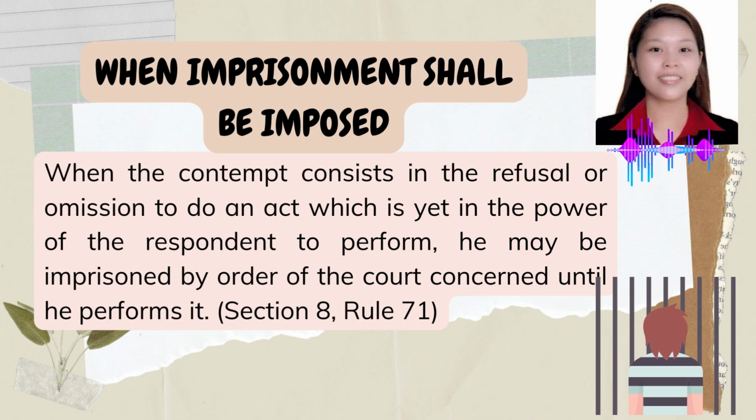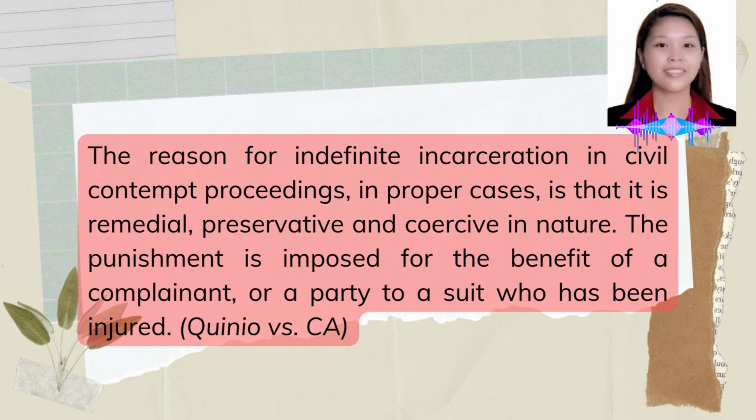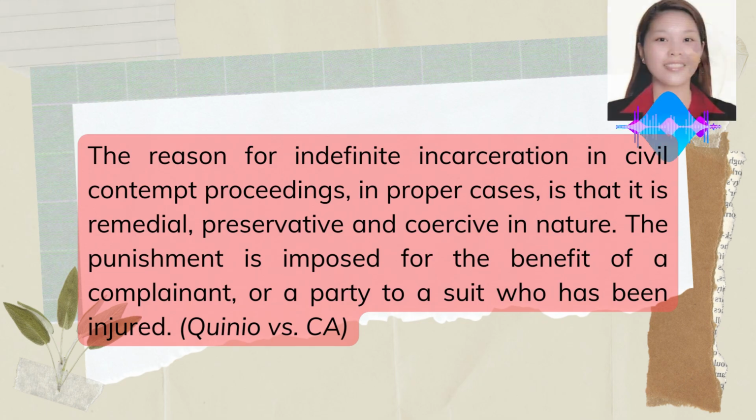When shall imprisonment be imposed? When the contempt consists in the refusal or omission to do an act which is yet in the power of the respondent to perform, he may be imprisoned by order of the court concerned until he performs it. So, under Section 8 of Rule 71, the imprisonment may exceed 6 months. The reason for indefinite incarceration in civil contempt proceedings in proper cases is that it is remedial, preservative, and coercive in nature. The punishment is imposed for the benefit of a complainant or a party to a suit who has been injured.